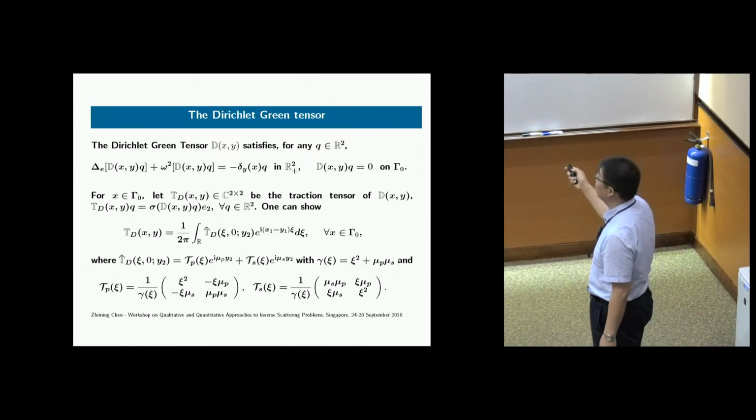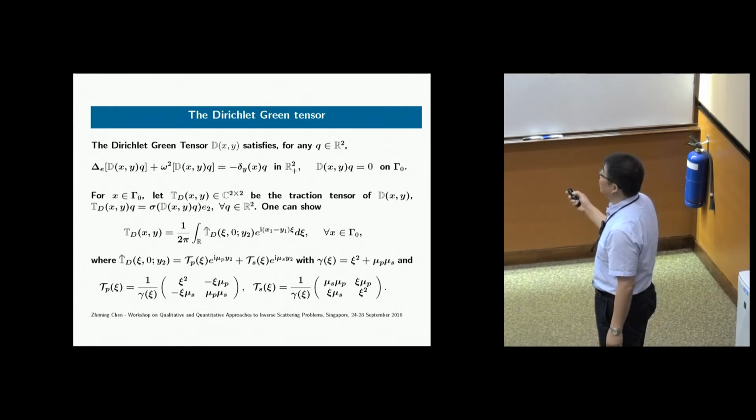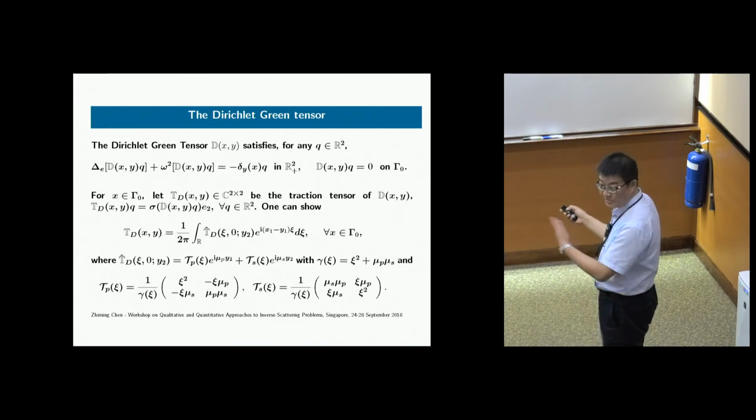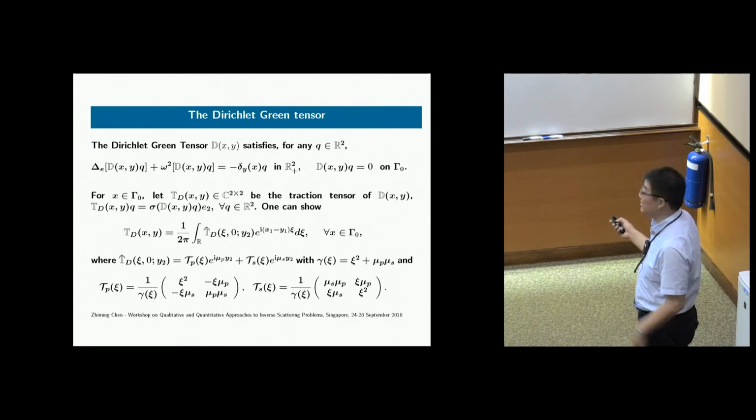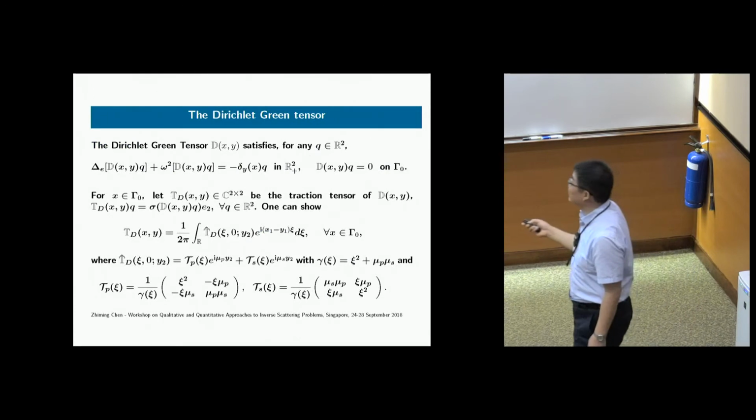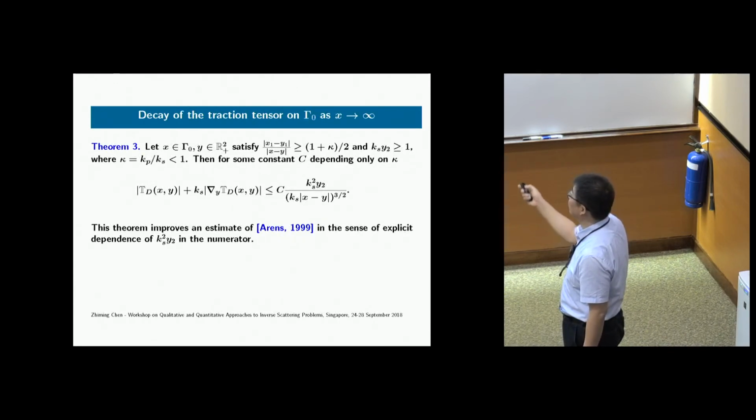Now we also need to go to the Dirichlet-Green tensor, where you simply have a Dirichlet boundary condition. In this situation, you still have a spectral Green tensor, but you don't have poles. This means the Dirichlet-Green tensor is better, mathematically simpler. This is the formula. Then we are interested in the traction tensor on the boundary, which is defined like this. Now we can also prove that it decays like this.